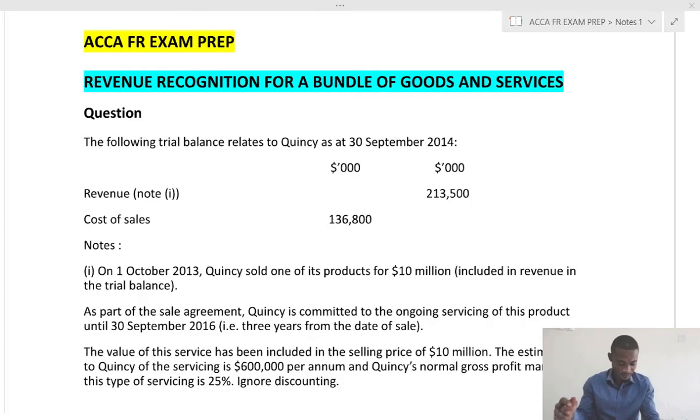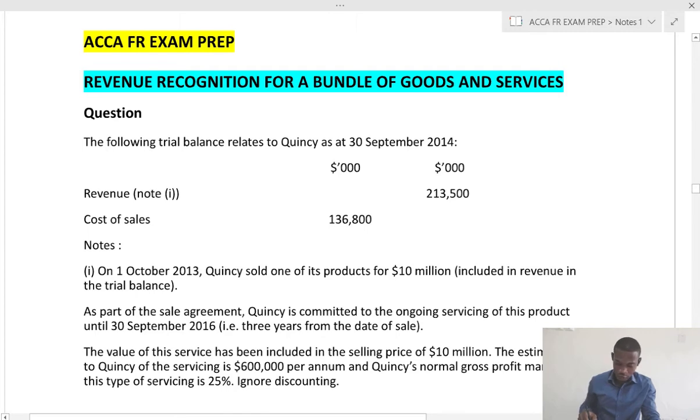My name is Eden. In this video, I'll be taking you through how to account for revenue where there is a bundle of goods and services in a particular contract which have been put together before selling. So we have a product and a service where performance obligations will be satisfied over time and also at a point in time. Now let's look at the question.